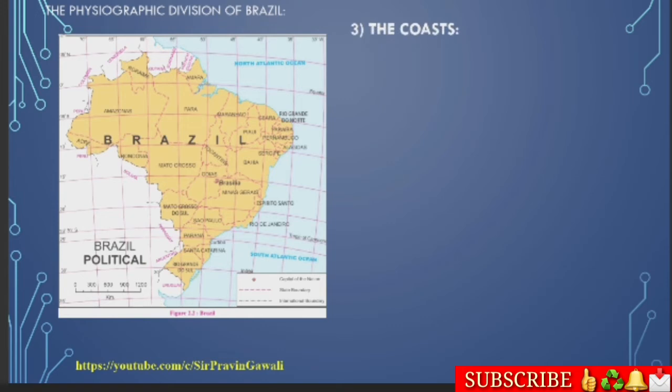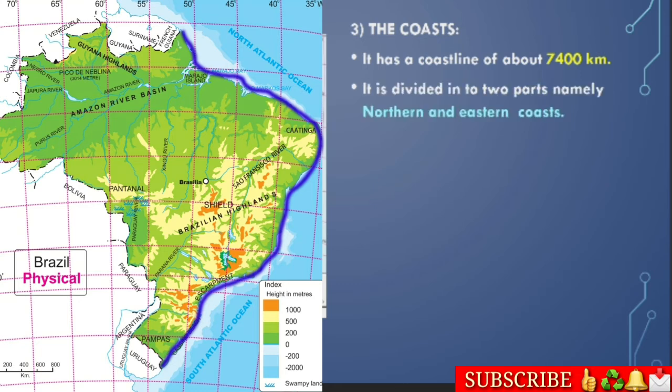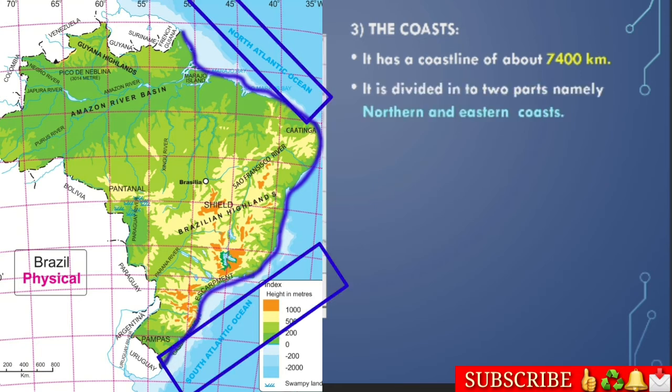Now students, let's learn about the coast of Brazil. In the beginning I told you about the coast. It has a coastline of about 7400 kilometers. Students, if you remember, India is also blessed with a 7500 kilometer coastline. It is divided into two parts, namely the northern and eastern coast. As in India, the coastal area is divided into two parts, that is the western coastline and the eastern coastline or plains, we can say.